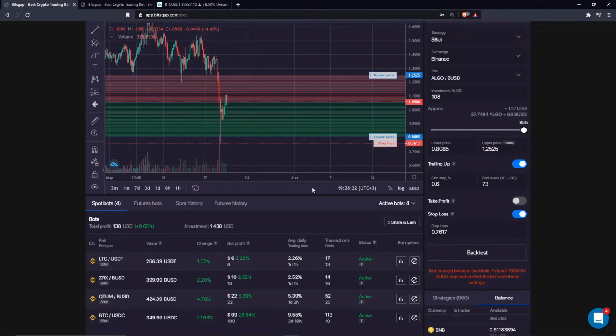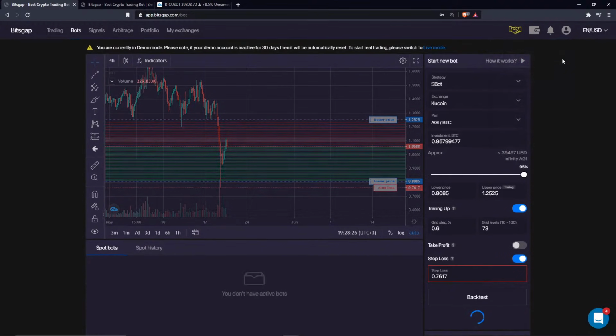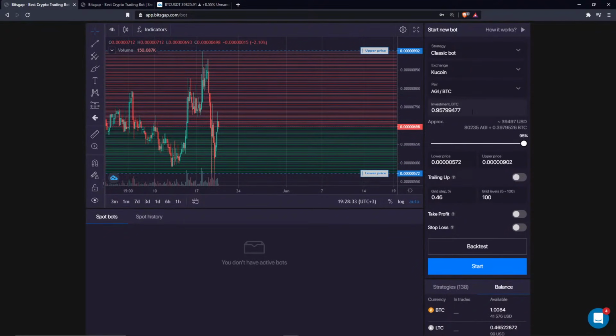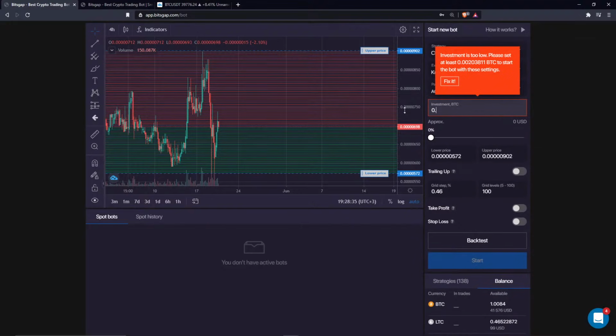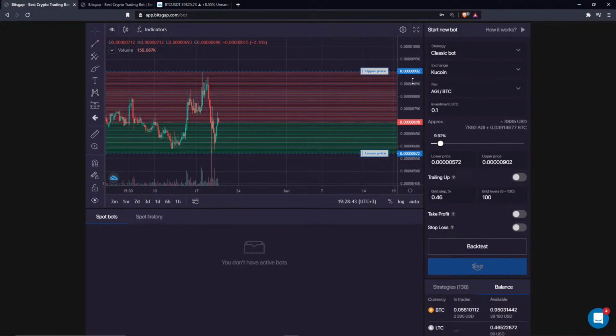Whereas in case of the classic bot, let's switch back to the demo mode real quick, just for me to show you guys the classic bot. Let's set it 0.1. Let's assume that I want to buy. Okay, let's go. Come on, show me the magic.